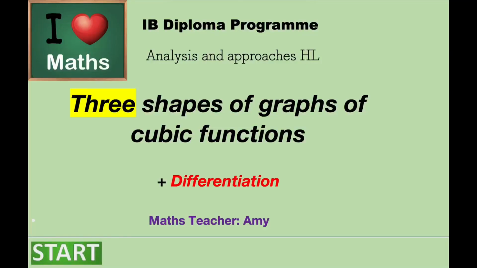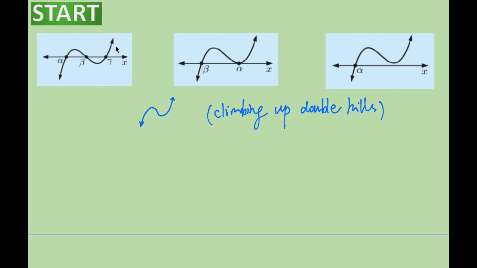Hello everyone! In this video we are going to look at three shapes of graphs of cubic functions, and we will talk about differentiation a little bit to explain something. Now let's get started. We remember the equations of the following graphs.